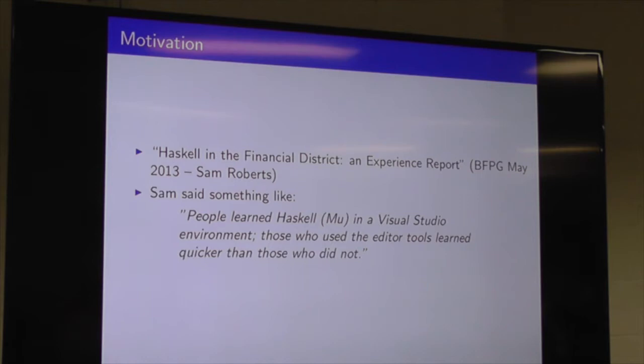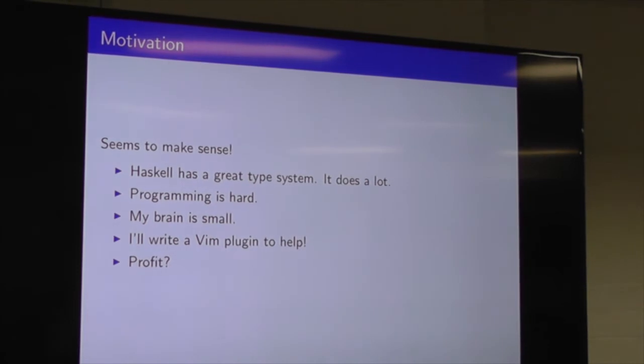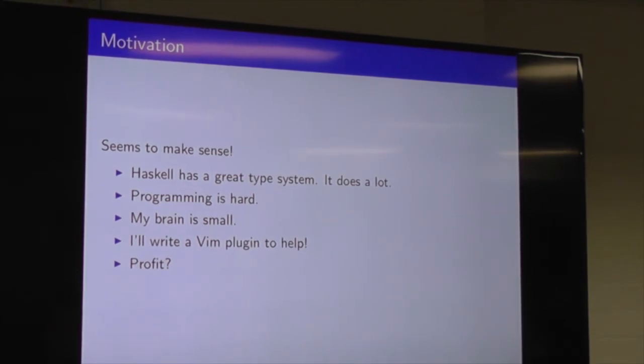The people who were using the visual tools learned Haskell a lot quicker than those who didn't. So some people, I guess, could have come at it the way I might have many years ago, being a Vim person where you just write stuff in Xterm and that's the end of it. But there's a lot of talking to the Haskell compiler and finding things out. And so that seemed to make sense to me, so this is roughly how I thought about it. So Haskell has a great type system. It does a really surprising amount of stuff. Programming is hard, and as far as I go, my brain is full, so this is a problem that we have to deal with. And I thought, maybe I'll write a Vim plugin that can help somehow, and then I'll profit.